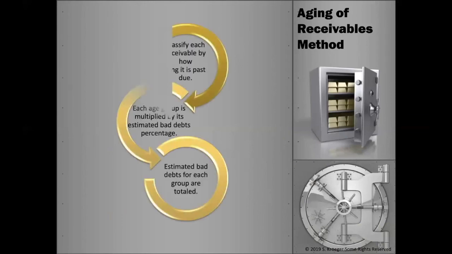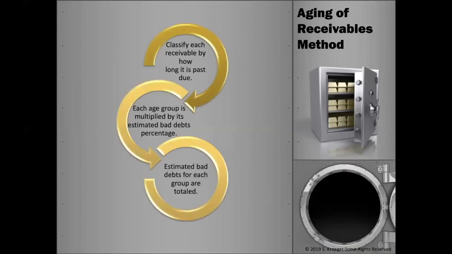The last method we're going to learn is the aging of receivables method. Remember, the aging of receivables method is still done the same way of the percent of receivables method. The only difference is we're not just going to take a flat rate, like a flat percent with all of the receivables. We're going to divide the receivables into different categories. We're going to classify each receivable by how long it's past due. We're under the assumption that the longer something is past due, the more likely we're not going to collect it.